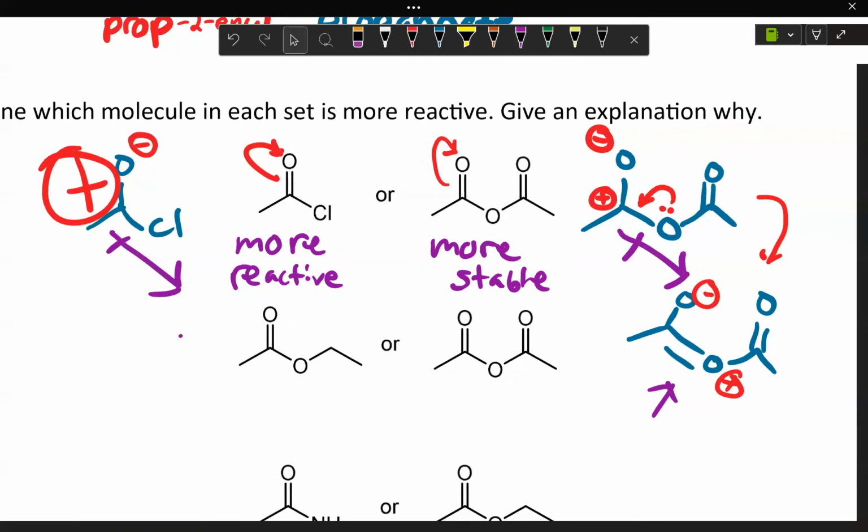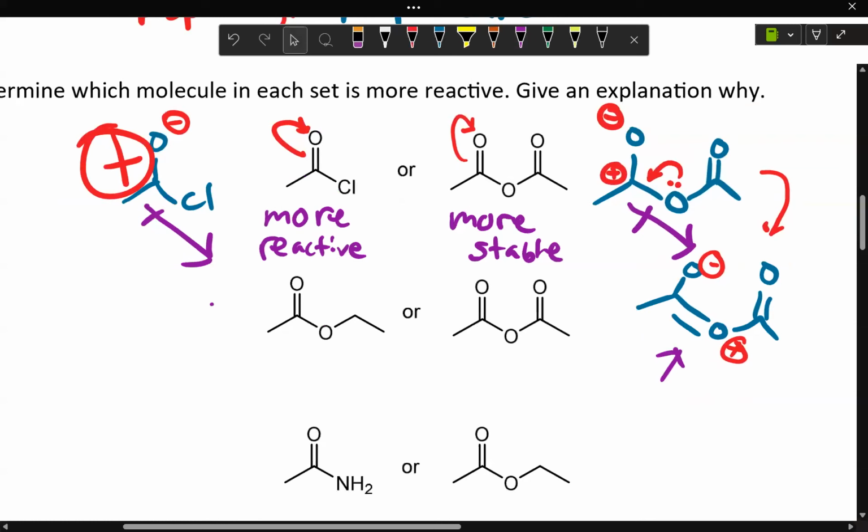To give that a quick summary, the acid chloride is more reactive because it's less stable, and it's less stable because the chlorine, an electronegative atom, is going to make that positive charge even more positive, and it doesn't want to do resonance. But here in the anhydride case, although the oxygen is electronegative like the chlorine, it's more willing to do resonance than the chlorine, hence making that positive charge more stable.